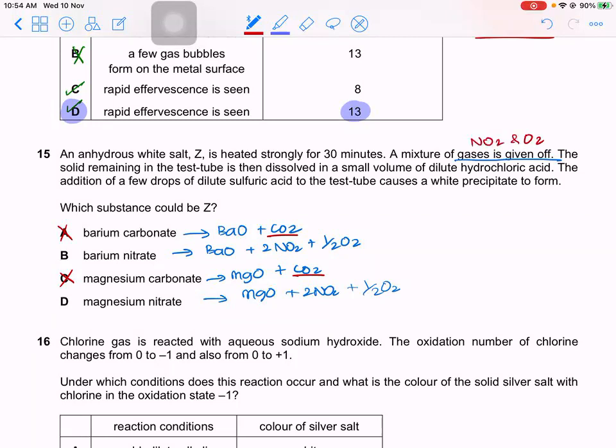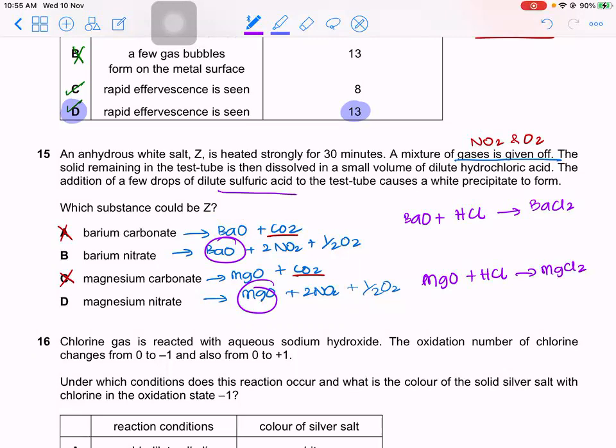The solid remaining in the test tube is then dissolved into a small volume of hydrochloric acid. So what is the solid? This or this. So you add barium oxide to HCl and you add magnesium oxide to HCl. Oxides are basic. So when you add it to this, you will get what? Salt and water.